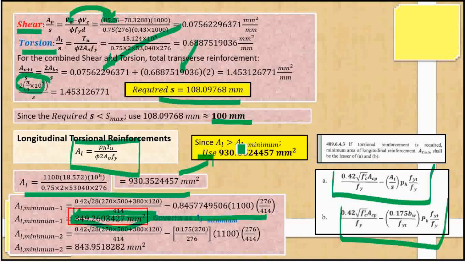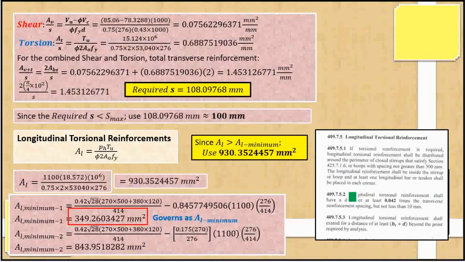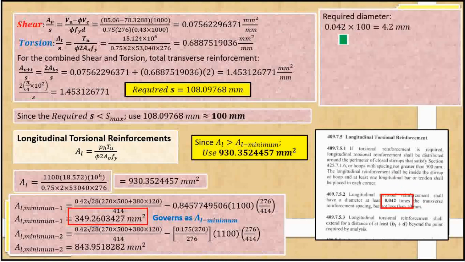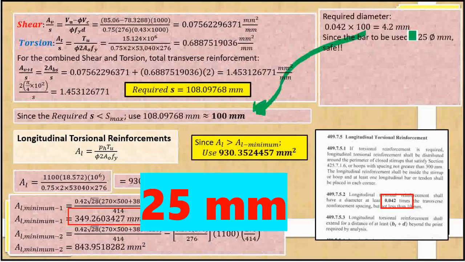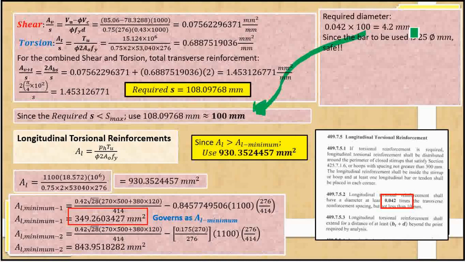So, pero meron pa isang code provision, di ba? Kung maaalala nyo, meron tayong code provision na the longitudinal torsional reinforcement shall have a diameter at least 0.042 times the transverse reinforcement spacing, but not less than 10 mm. So, ngayon, i-check muna natin siya dun sa provision na to. For the required diameter daw, 0.042 times 100 or yung spacing na to, yung pinakamataas na spacing, times nung 0.042, makakuha natin 4.2 mm. So, ito dapat yung required diameter natin. So, since nakalagay naman doon sa given, na ang gagamitin daw natin is 12 mm diameter, safe daw. Safe tayo. Okay? So, tama lang yung, nasa tamang landas lang tayo.